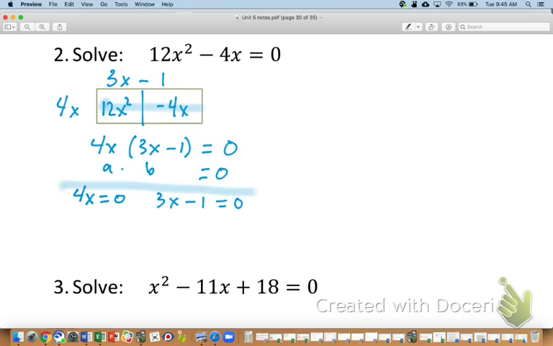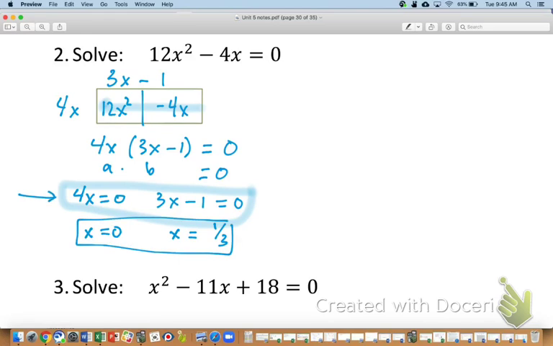So guys, this step right here is key. Once you have factored, you're to that place where you've got A times B equals 0. What you want to do is set all the factors you've got equal to 0. And then you solve. So for that first one, 4x equals 0, what does x have to be? 0. Has to be 0, right? Divide both sides by 4, you can see it. And how about the other one? x equals what? 1/3. Those, my friends, are your two answers.